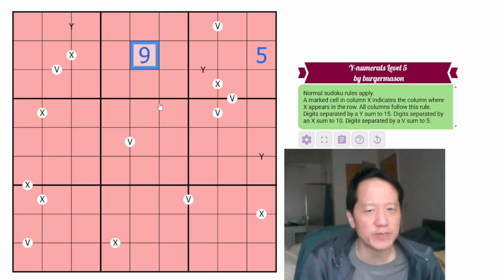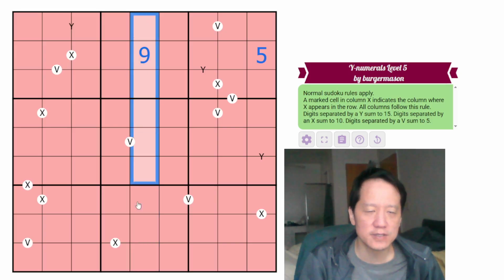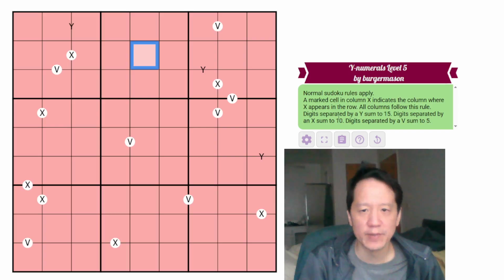I'm not sure if there's a better way of explaining these things, but since everything in the grid is red, everything follows this rule set. So keep that in mind.